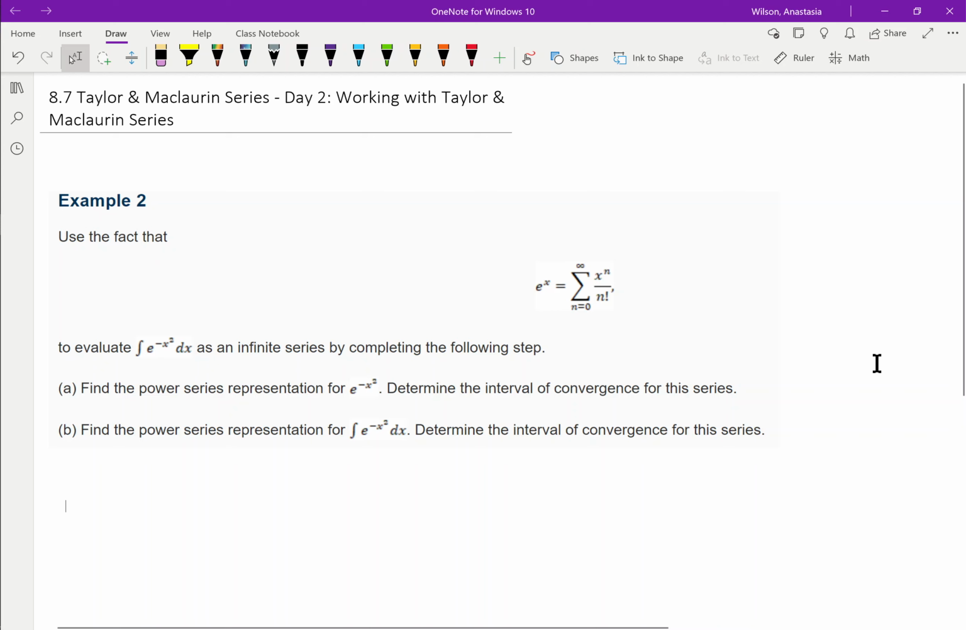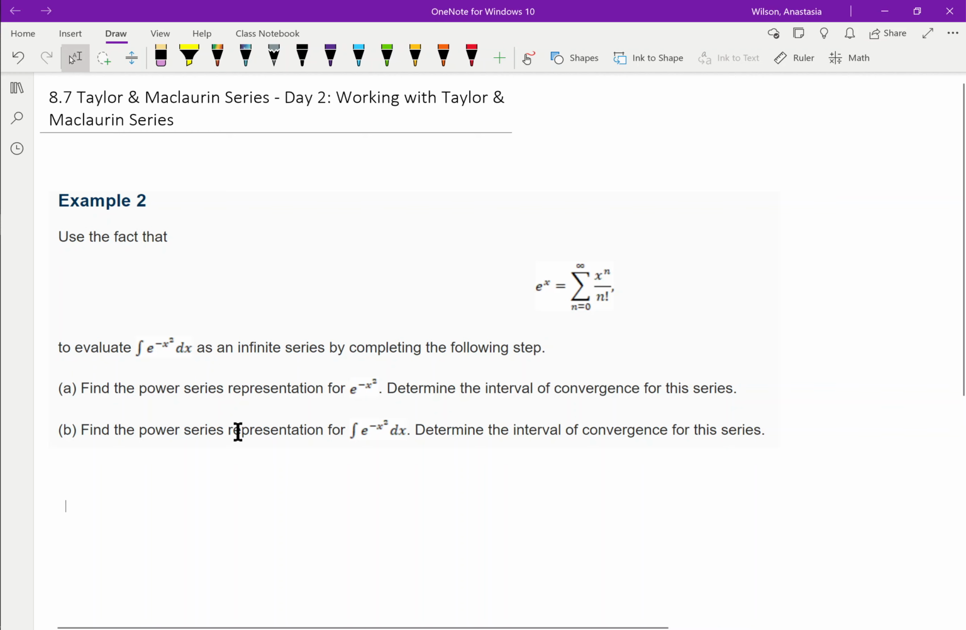So in this video, we're working through example 2. We're going to use the fact that e to the x is equal to the sum from n equals 0 to infinity of x to the n over n factorial. This is the series that we obtained in example 1 in our day 1 from section 8.6, so just the previous example in this section. So we're going to use that series to evaluate the integral of e to the negative x squared dx as an infinite series by completing the following steps.